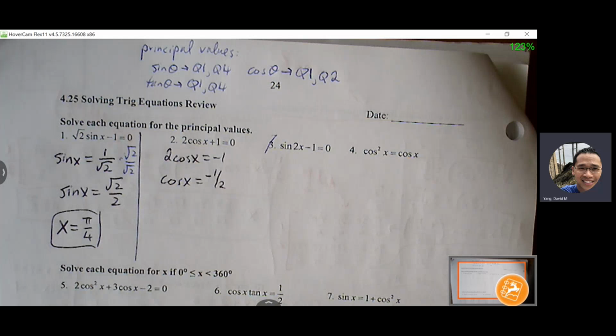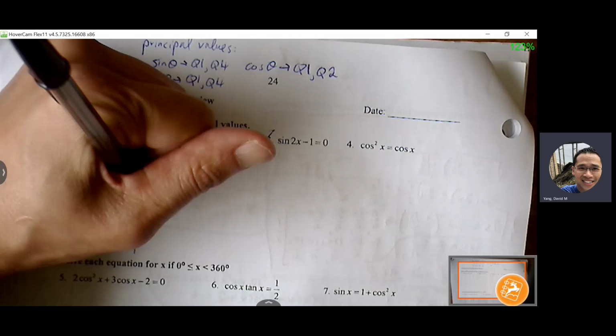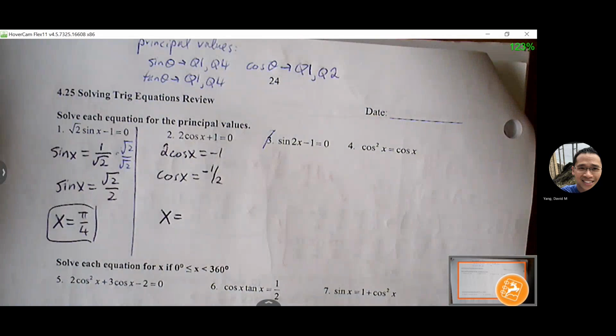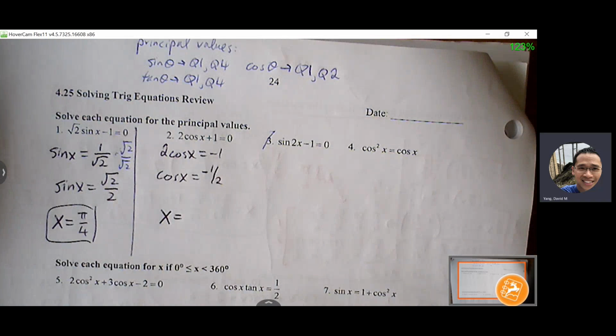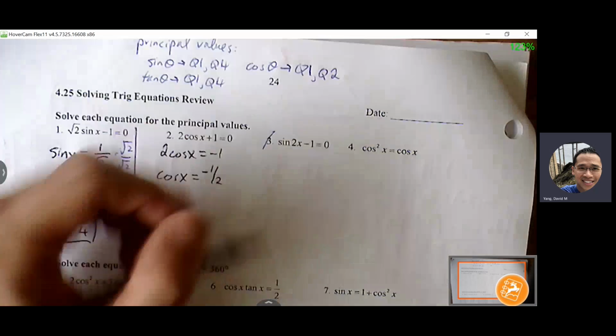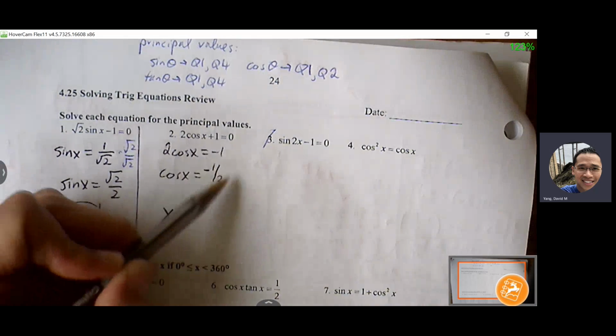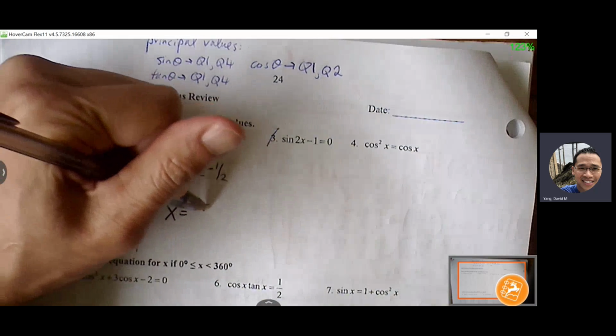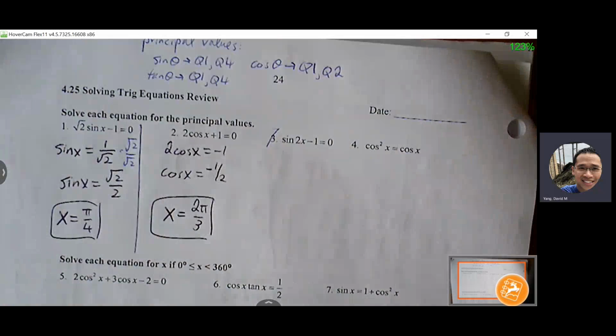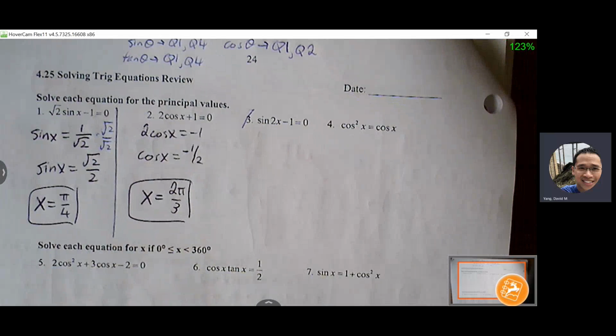Cosine is negative, so we're looking at which quadrant now? So second, yeah. Principal values, we're choosing either between 1 and 2. So what's x equal to? That will cause cosine to be -1/2. Two pi over three, yeah. So variations of 1/2 will be pi over 3. Second quadrant will be 2 pi over 3. Okay, skip 3 and go to 4.